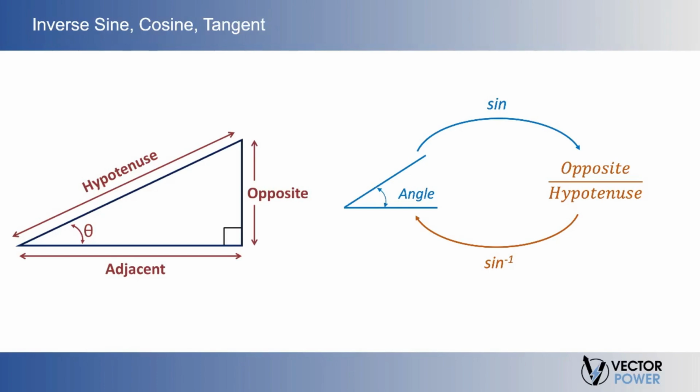So, as we see, the functions are like forward and reverse. Sine, cosine, and tangent give us the ratio of various sides, and inverse, also referred to as arc sine, arc cosine, and arc tangent, gives us the angle.